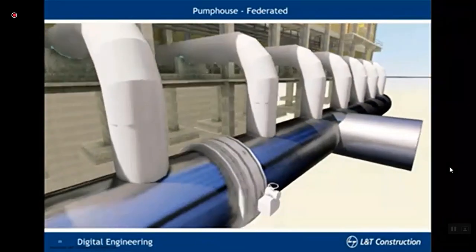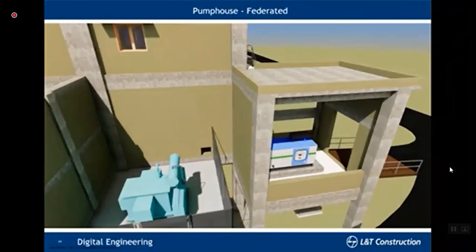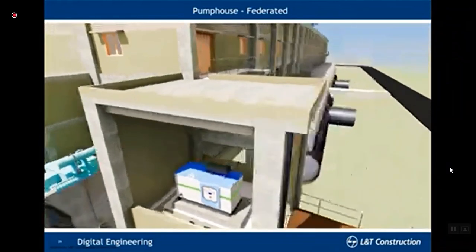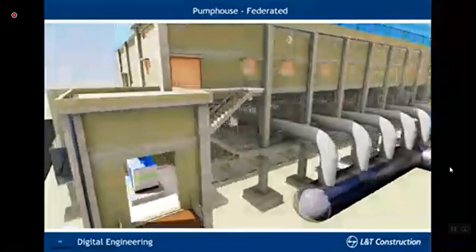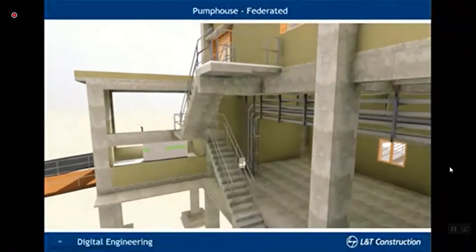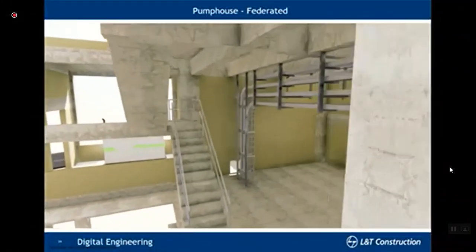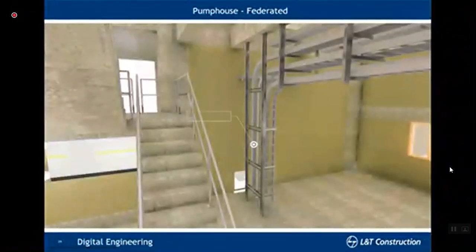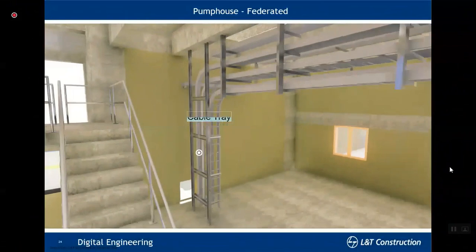Now we saw the civil structural, we saw the mechanical. Now we are looking at the electrical model. We saw the electrical model separately. Now you can see how well it is going with the overall federated model as well. If there are any clashes, one can visibly see them when we are doing the work continuously. However, there is a process by which we can do the clash check and remove the clashes at the design stage itself.